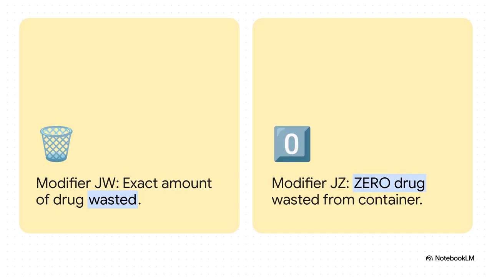But what about drug wastage? Do not fall for exam tricks here. Modifier JW is appended to report the exact amount of drug wasted or discarded from a single dose vial. On the flip side, modifier JZ is mandatory to report when absolutely zero drug was wasted from that container.